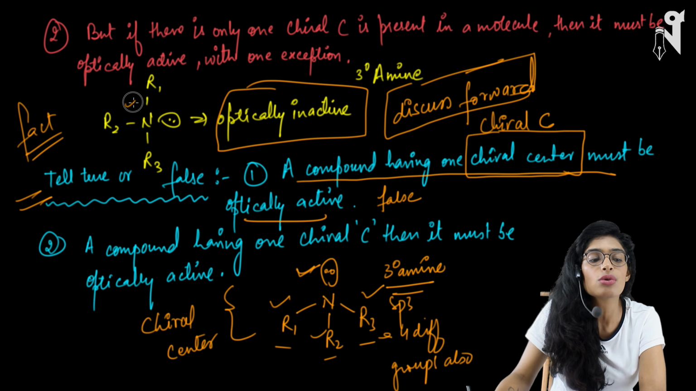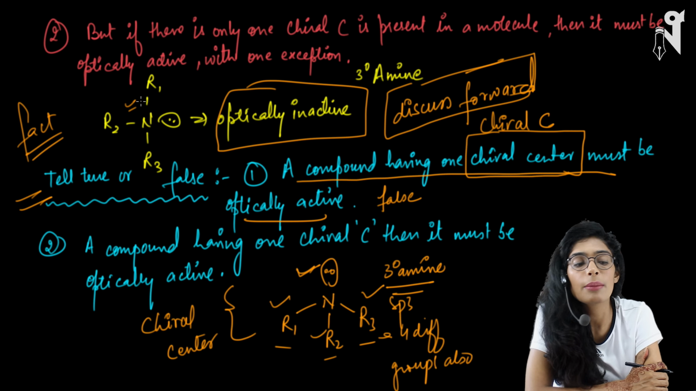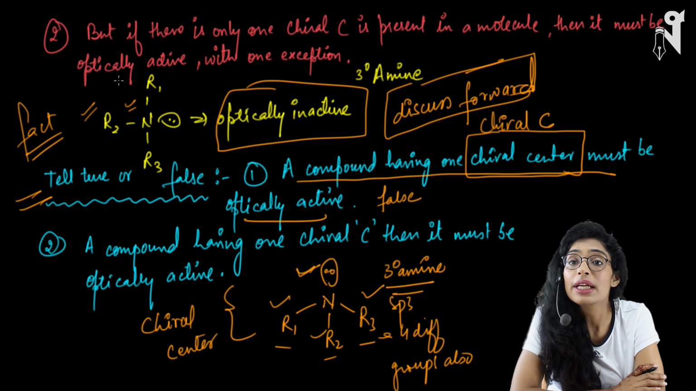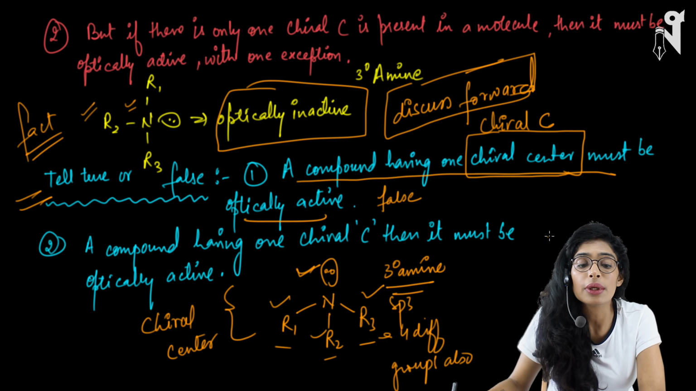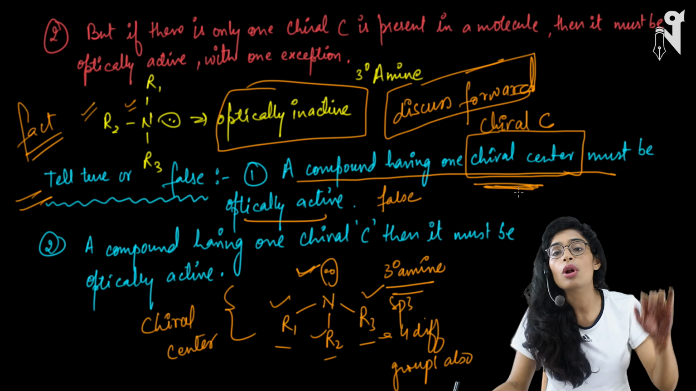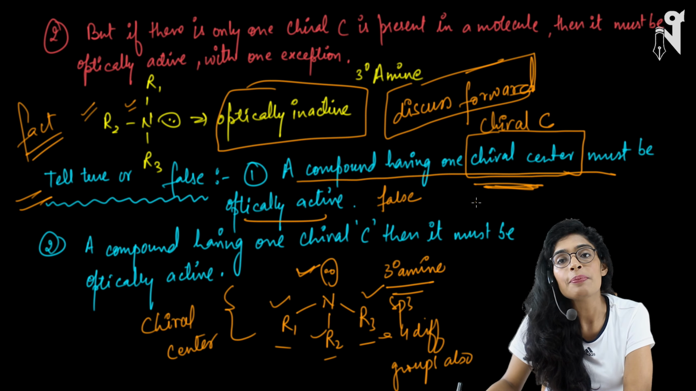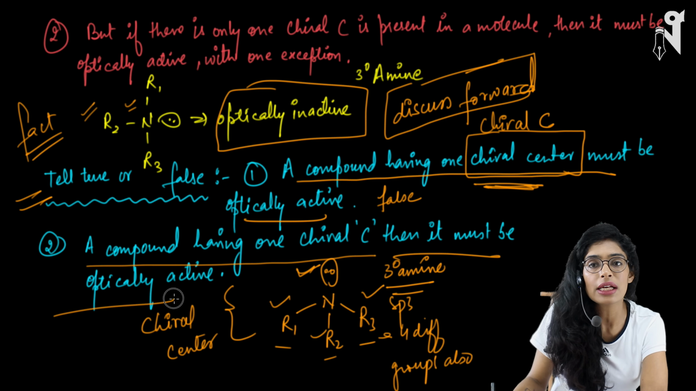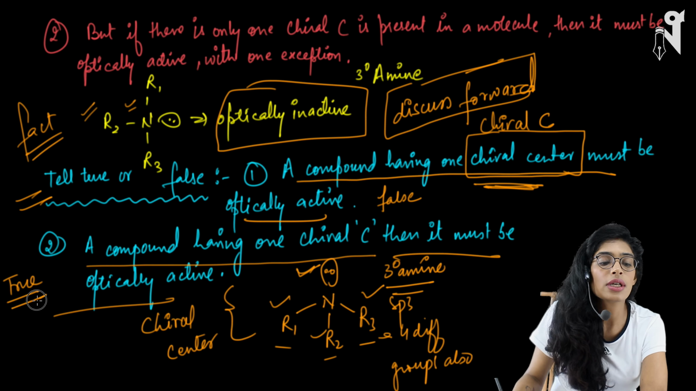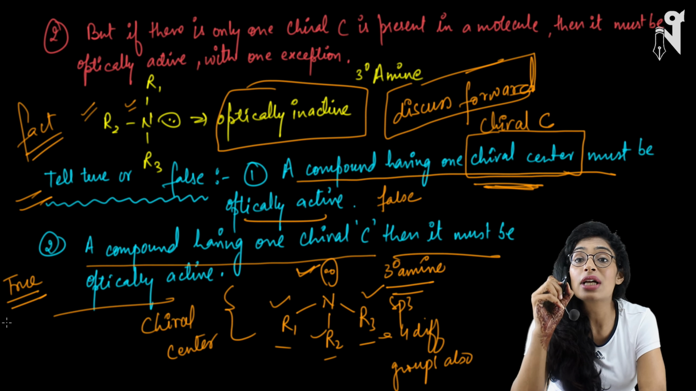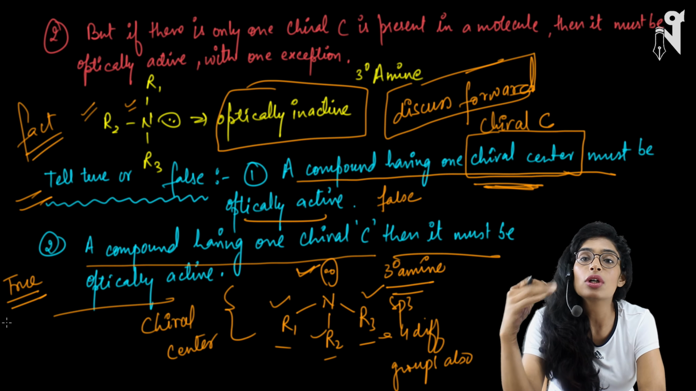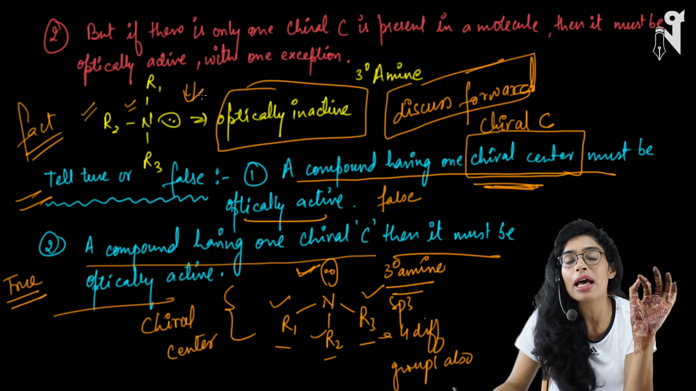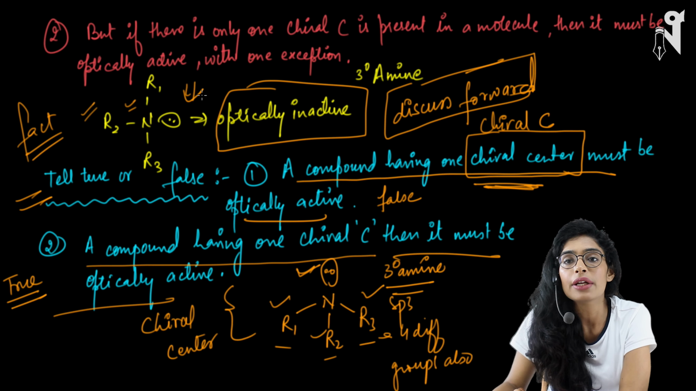Because if that chiral center is nitrogen of a tertiary amine, in that case the compound will become optically inactive. So only in the case of a chiral carbon, one single chiral carbon in your whole molecule, if it is present, then it will make it optically active always. So another statement is a compound having one chiral carbon must be optically active. Absolutely true. So this statement is true only and only if we are talking about a chiral carbon, not a chiral atom. A chiral atom or chiral center can be any other atom also. Here we have the exception of nitrogen, that even though it's one single chiral center in the compound, still it will give you an optically inactive compound.